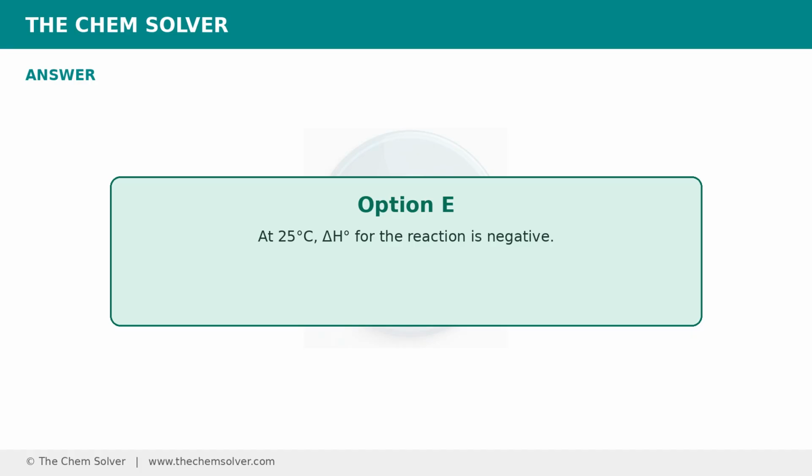The correct answer is option E. At 25 degrees Celsius, delta H standard for the reaction is negative.